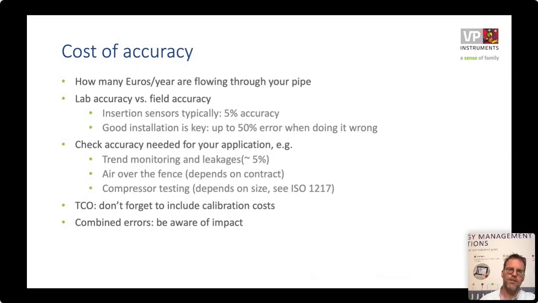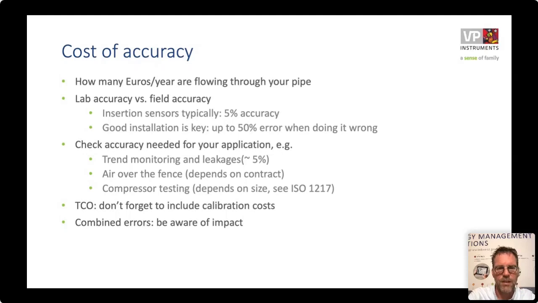And we have seen cases where people had mounted the flow meter almost directly in a 90-degree elbow, or just behind some kind of distortion element. And then you might end up with 50% error. So it's really important to take a look at the installation location.